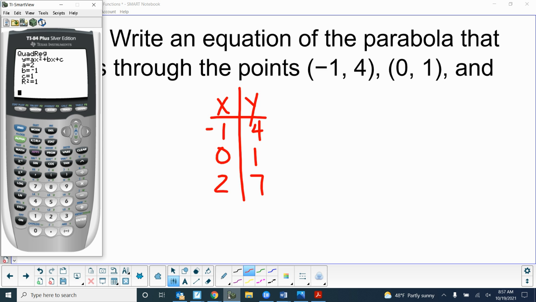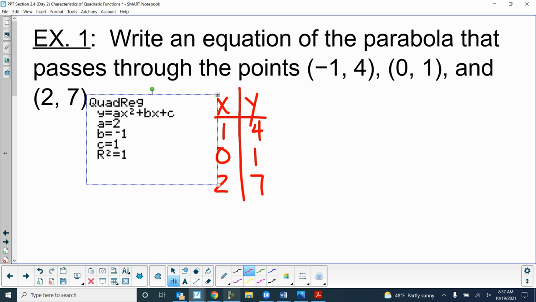So what's our equation? Looking at that, what's my equation? Y equals what? 2x squared minus 1x plus 1. You guys see that? Simple, right?